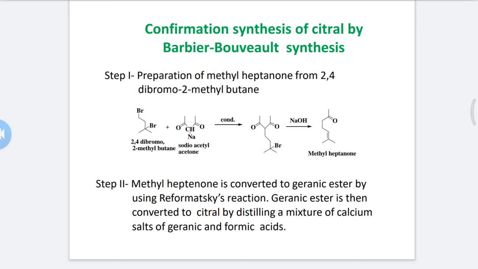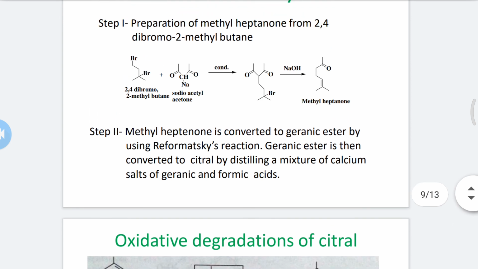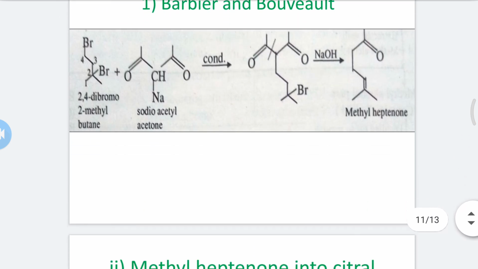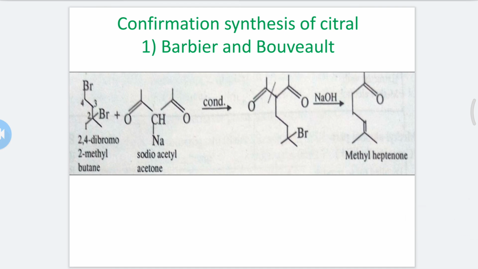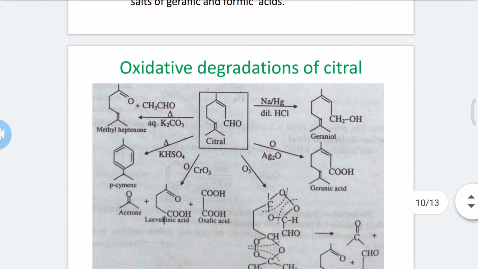In the first step we use 1,4-dibromo-2-methyl butane, which reacts with sodium acetylacetone. A condensation reaction takes place and then hydrolysis gives methyl heptanone. In the second method this converts to geraniol, from methyl heptanone. So this is the oxidative degradation representation of citral.